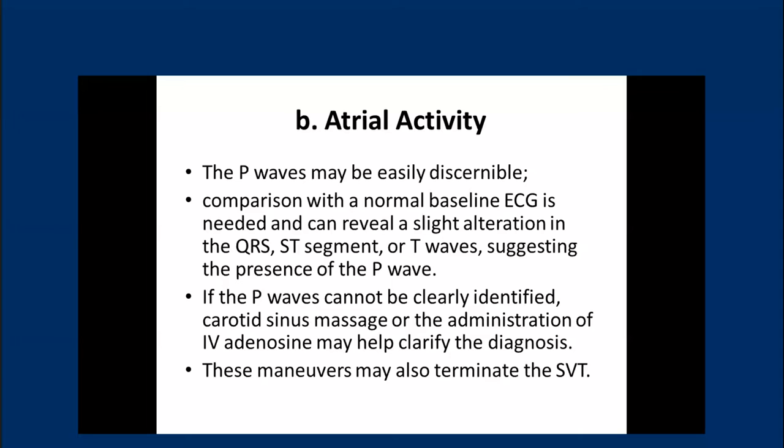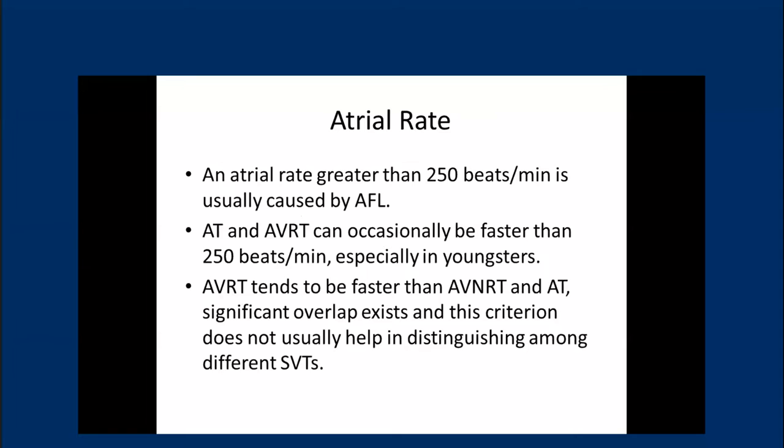And by slowing usually the conduction between the atria and the ventricles, and by slowing the ventricular rates using vagal maneuvers or adenosine therapy, we can better delineate the P waves, and we can take a closer look at their morphology. The atrial rates usually above 250, usually up to 300, are commonly seen with atrial flutter. In AT and AVRT, rates usually are less compared to atrial flutter, but this is not a definitive way to diagnose them.